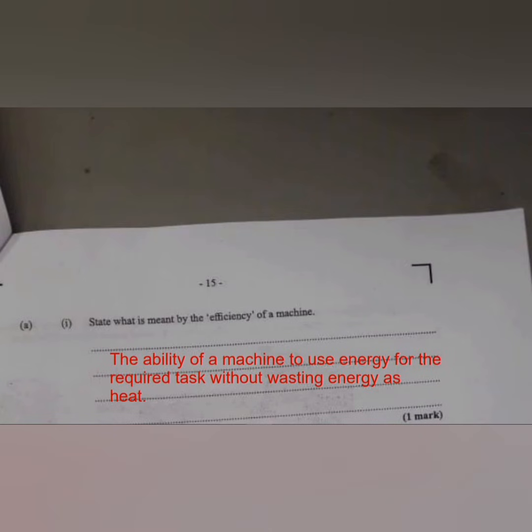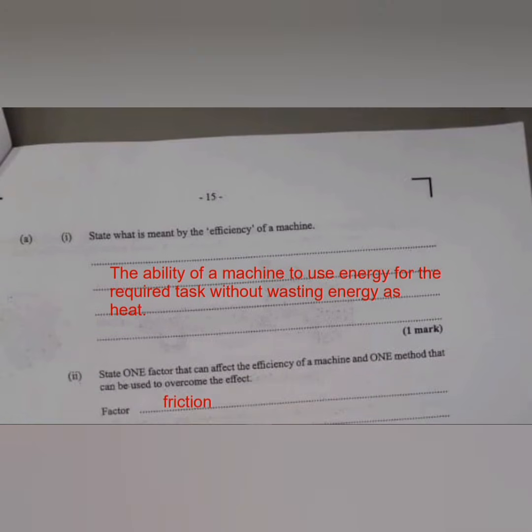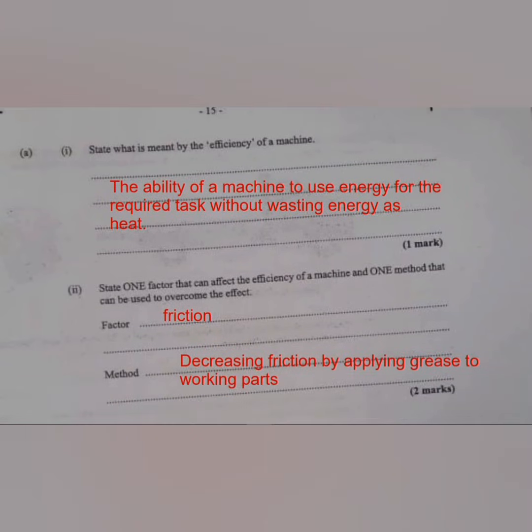State what is meant by the efficiency of a machine. The efficiency of a machine is the ability of that machine to use energy for the required task without wasting energy as heat. Next question. State one factor that can affect the efficiency of a machine and one method that can be used to overcome the effect. I have friction as my factor, and the method of reducing friction would be decreasing the friction by applying grease to working parts.